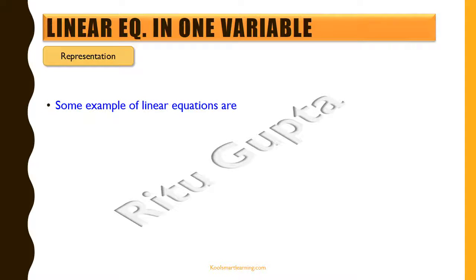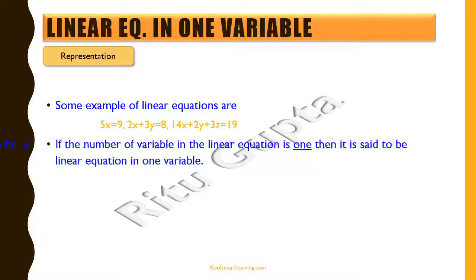So let's see the representation of linear equations. Some of the examples of linear equation are 5x is equal to 9, 2x plus 3y equal to 8, 14x plus 2y plus 3z is equal to 9. And these are just some of the examples. There could be many more. You could take any example with just one or more variables and then you can form an equation like that.